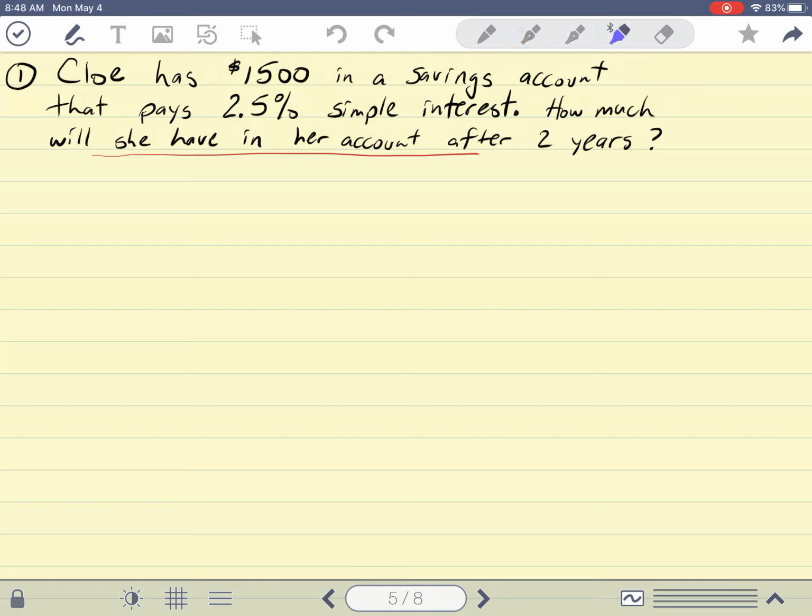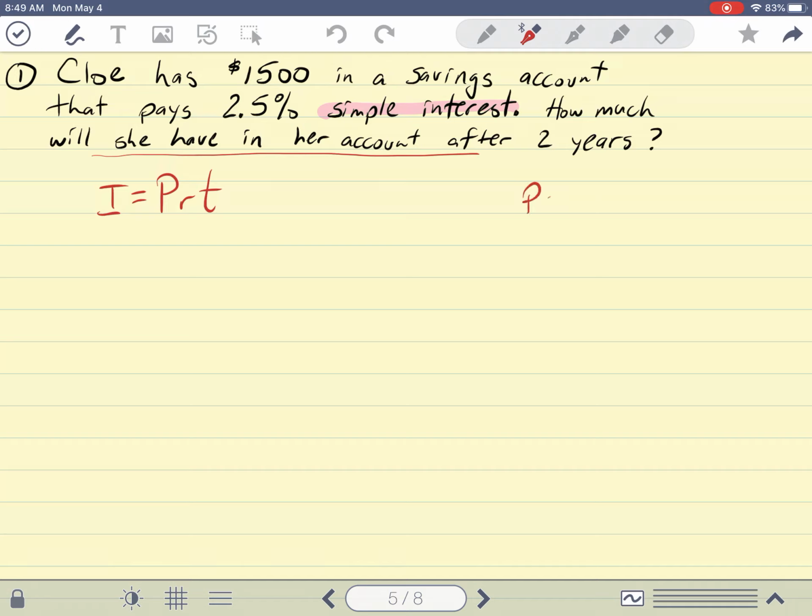So, first of all, let's go back and look at some of our keywords. Simple interest. Very important, simple or compound. When you're looking at these problems, that's the key word you're looking for. It tells you which formula. So we know from our STAR reference sheet or our unit cheat sheet that the simple interest formula is I is equal to PRT.